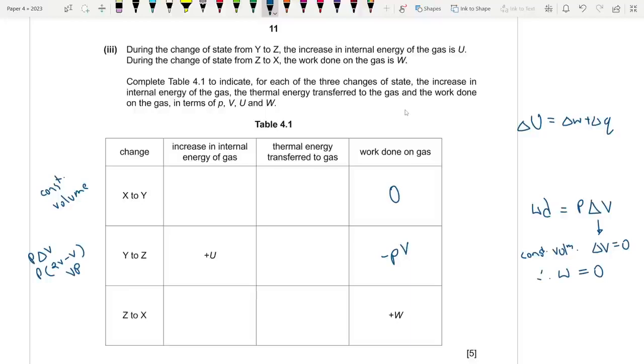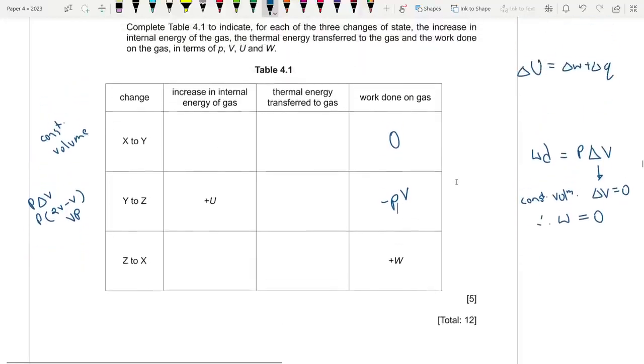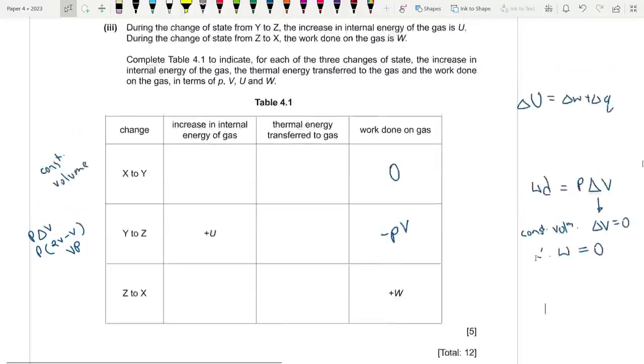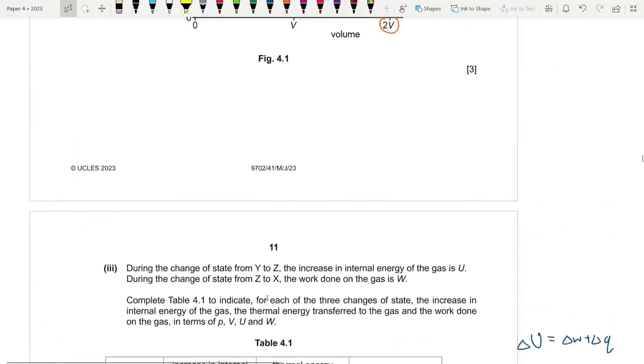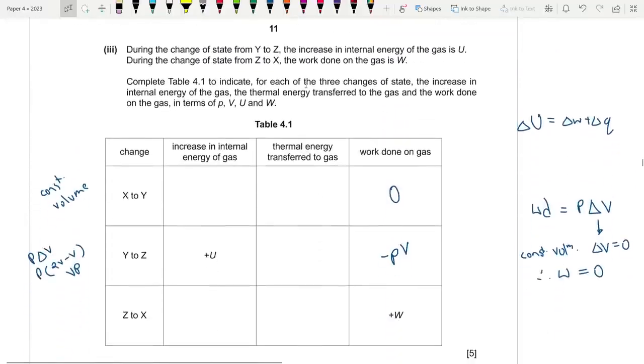They told us to express it in terms of PV, U, and W. So for the first change x to y, since volume was constant, work done was 0. And for the next change y to z, since volume increased by V, and it's an increase in volume, work is done by the gas, it is minus PV. So that is the next step. What else? During the change from y to z, the increase in internal energy is u.